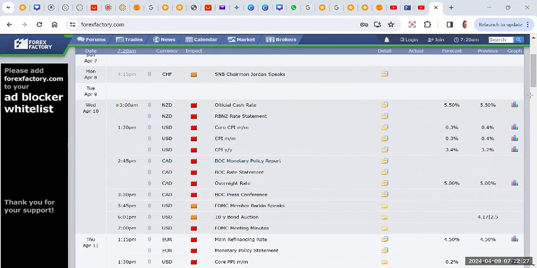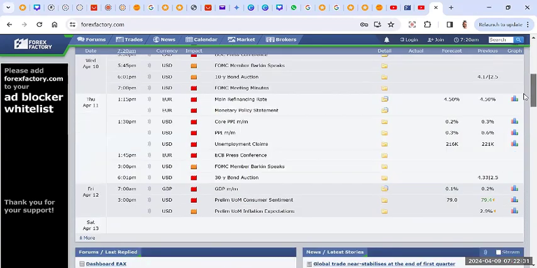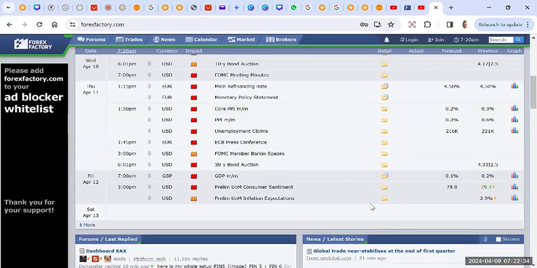And if we flip further, we can look at Thursday also. We have the core PPI coming up on Thursday, the 11th of April. All right, so we have the core PPI, the PPI, unemployment claims. If all these come out not to be in favor of the dollar, it will support that technical view we have of a bearish breakout.